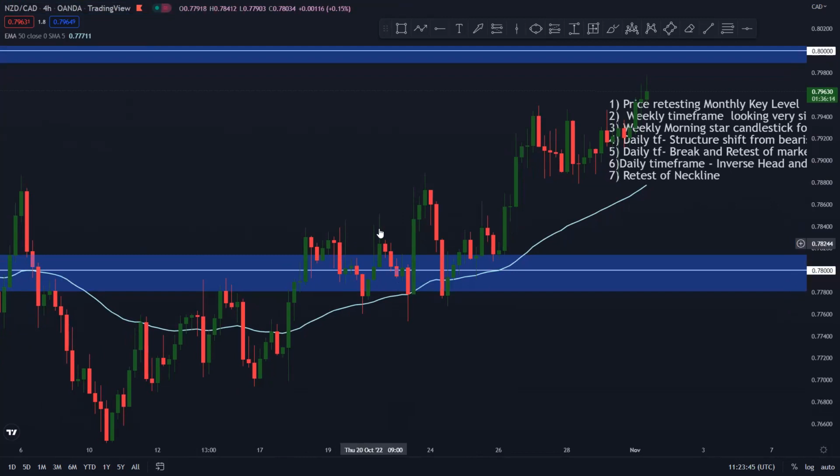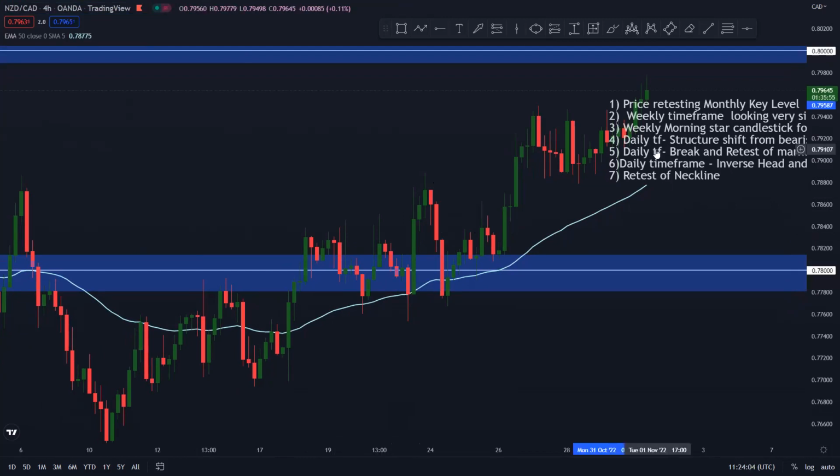You can see we came into the level and held price. We came into the level a second time. And then we're retesting the level a third time, expecting to see the very same reaction off the level.